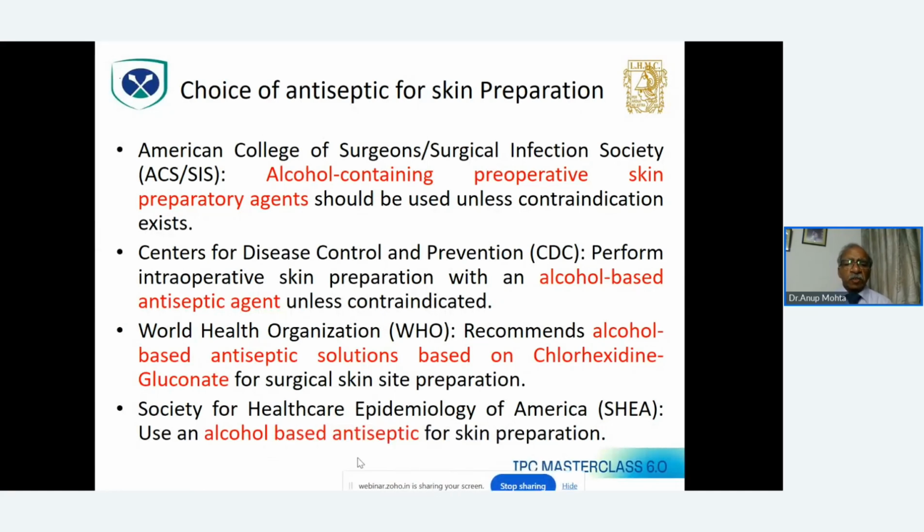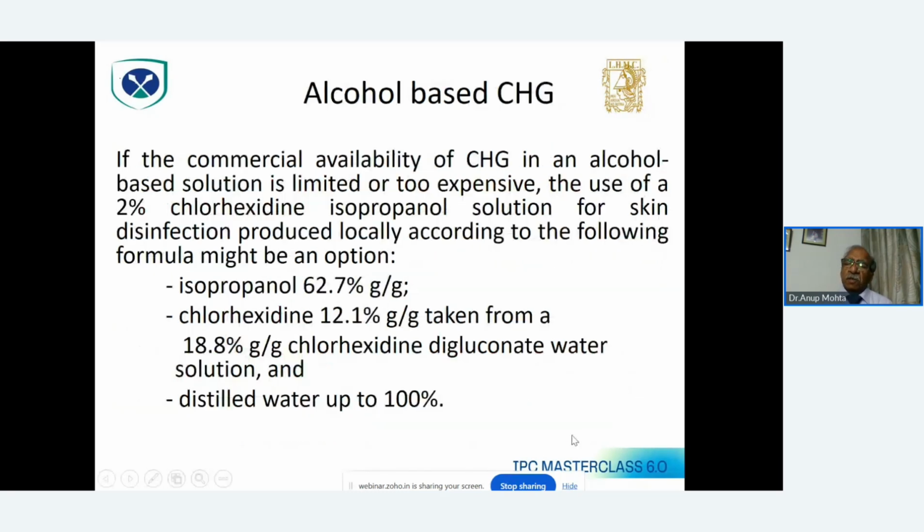SHEA says use an alcohol-based antiseptic. So by and large, most associations or most bodies dealing with infection control recommend an alcohol-based antiseptic, and many of them say use chlorhexidine gluconate. Some others also recommend povidone iodine, but chlorhexidine in an alcohol-based solution is the one recommended by the WHO.